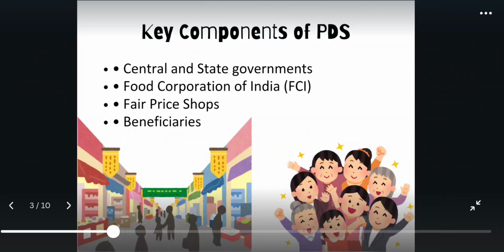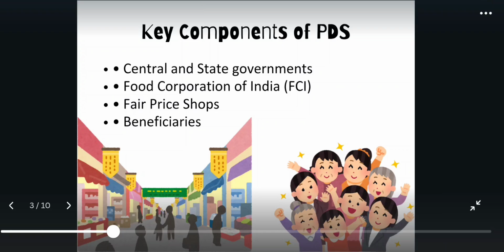Now, what are the key components of PDS? Central government and state government, fair price shops, and beneficiaries. So, the central government procures food grains from farmers through agencies like FCI. And what does the state government do? They distribute food to ration shops and manage the beneficiaries. And these fair price shops, that is ration shops, are local shops that distribute food to the public.